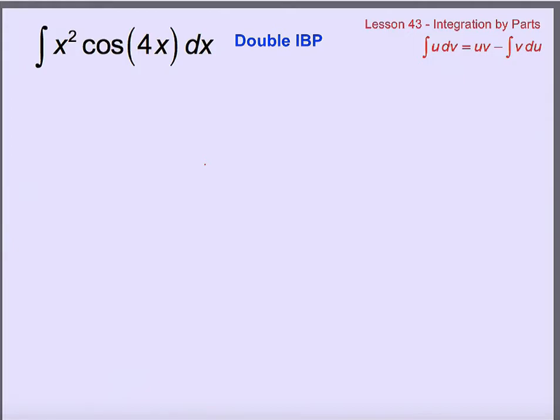In the second part of this lesson, we are going to see how you sometimes have to use integration by parts more than once in a problem in order to get the antiderivative. And then we're going to try to use integration by parts to find one last missing antiderivative that we kind of skipped over earlier in the year.